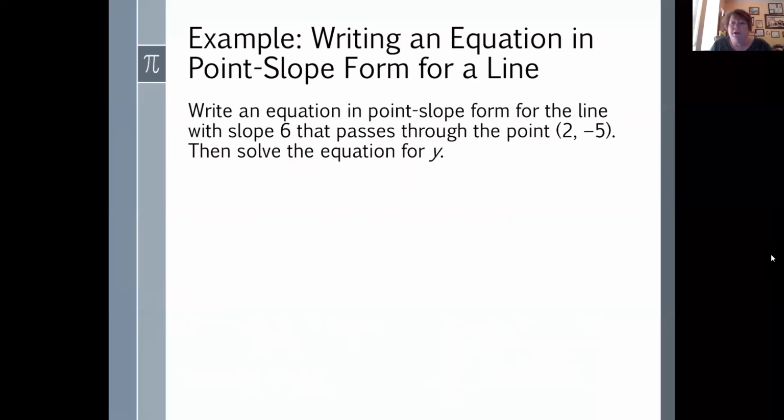So you're first just going to input m and the point into the point slope form of the line, and then you're going to solve for y and get the equation written in terms of y equals. All right? So what is the point slope form? y minus y sub 1 equals m times x minus x sub 1. That is the point slope form.